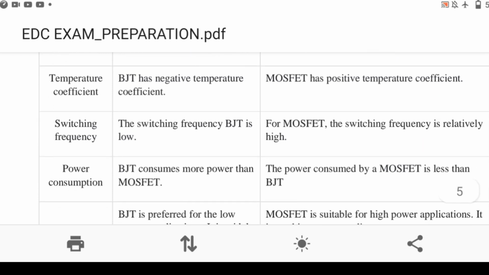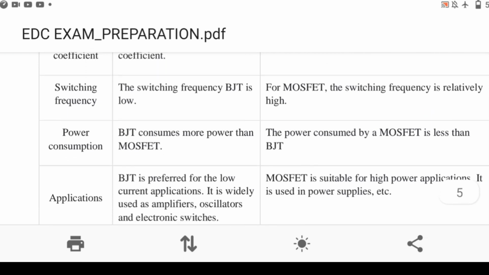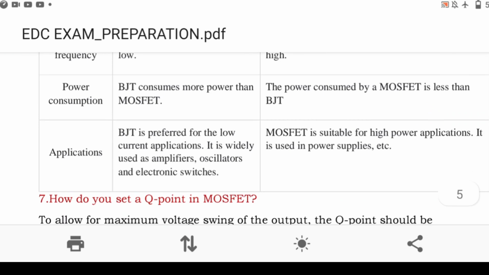Switching frequency: BJT is low, whereas MOSFET is high. That's why MOSFETs are used in most applications. Power consumption: BJT consumes more power, whereas MOSFET consumes less power. Applications: BJT is preferred for low current applications, MOSFET is suitable for high power applications, such as power supplies and SMPS.